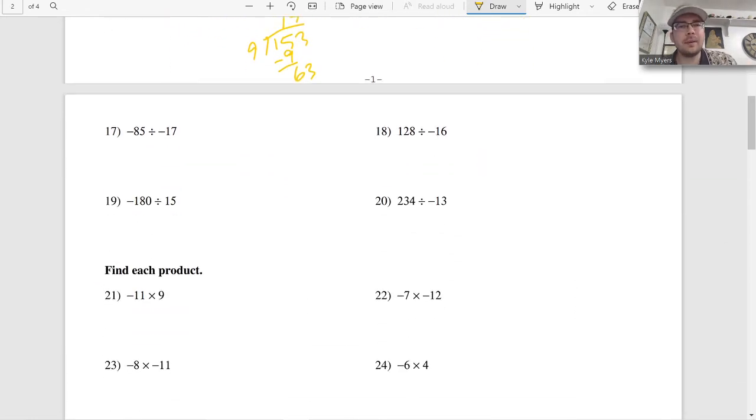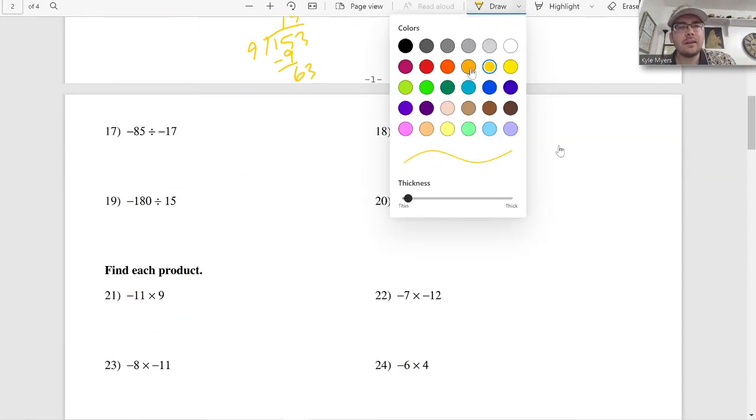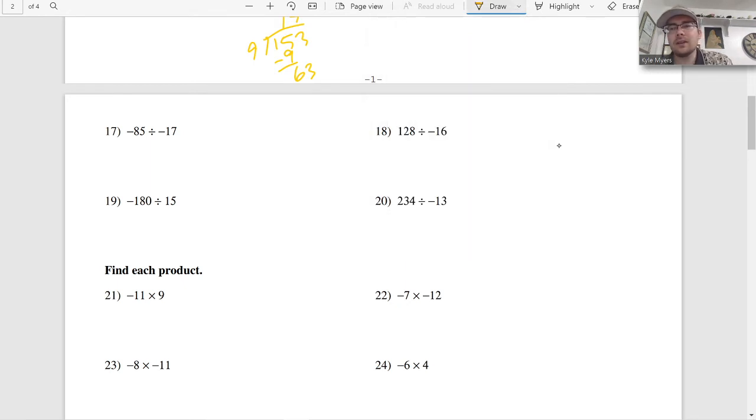All right, we're on the last page here. So let's pick it up and get this done. That looks like that's going to be a 5 again. Negative divided by a negative is a positive. And it looks like that's going to be 5 again.